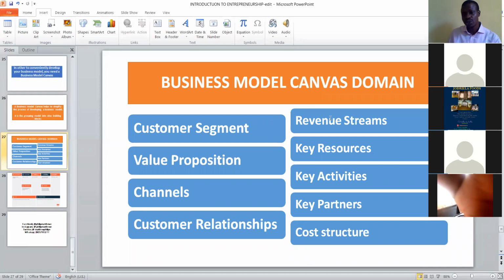Now, the next is revenue streams. As the session is ongoing, jot down your questions. You can also drop your question in the chat box. Revenue stream has to do with the sources of income for your business organization. What are the current sources of income? Then what are the potential sources of income? So someone should give me an example that we can use for the revenue stream.